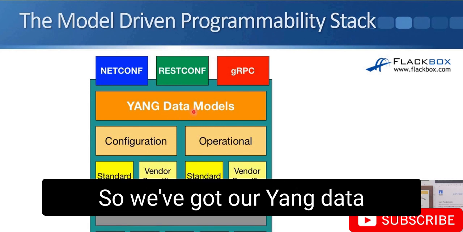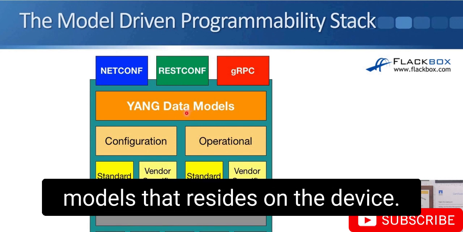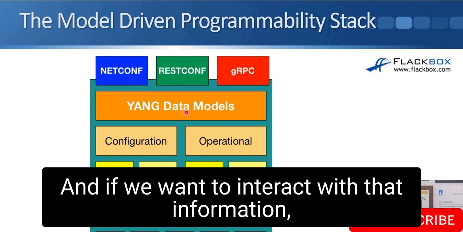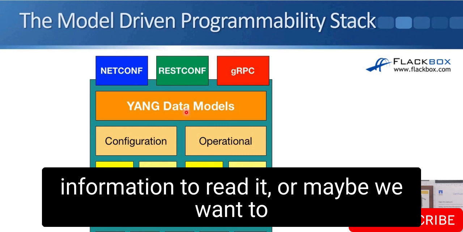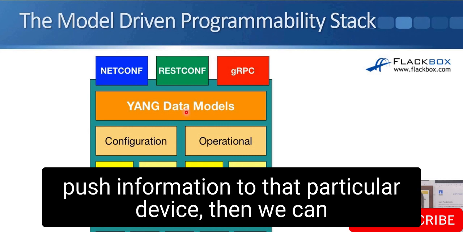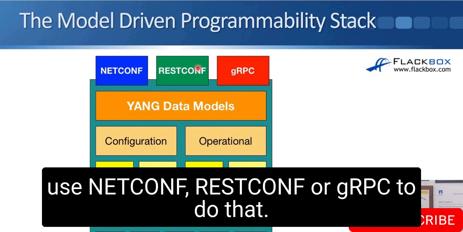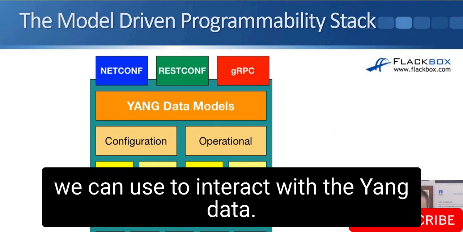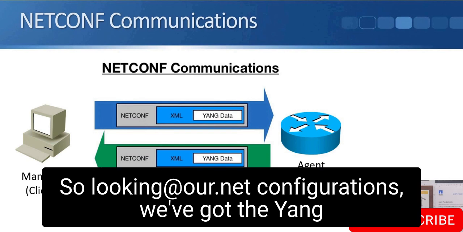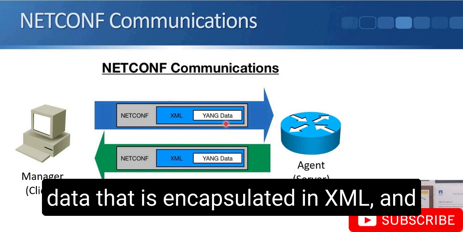So we've got our YANG data models that reside on the device. And if we want to interact with that information, so if we're using an API to pull the information to read it, or maybe we want to push information to that particular device, then we can use NETCONF, RESTCONF, or gRPC to do that. So NETCONF, RESTCONF, and gRPC, those are our transports that we can use to interact with the YANG data.